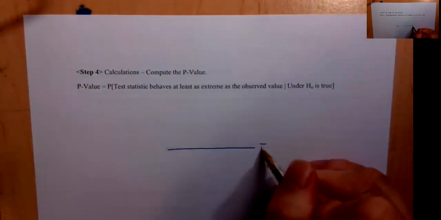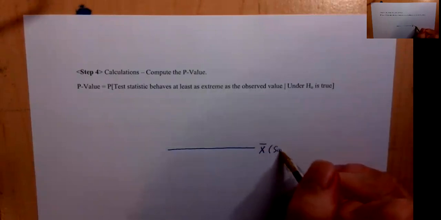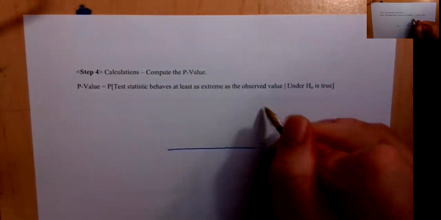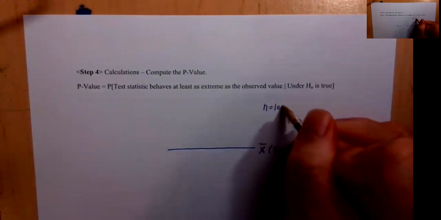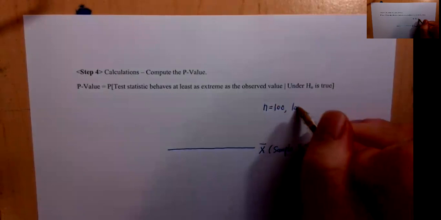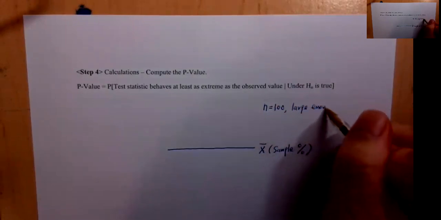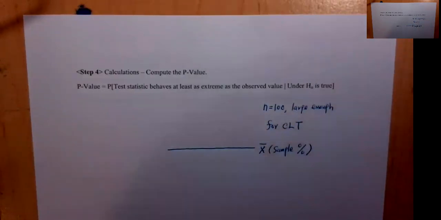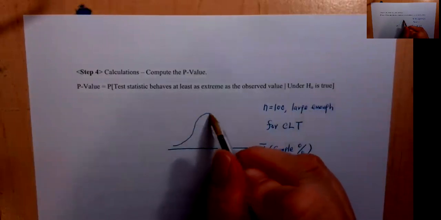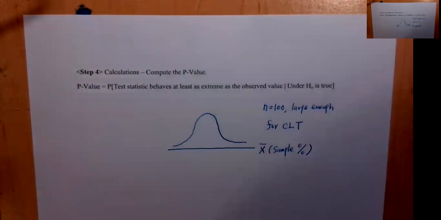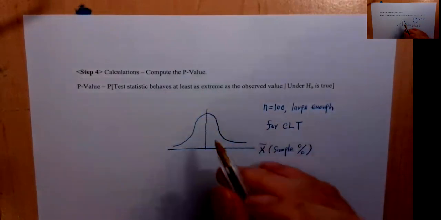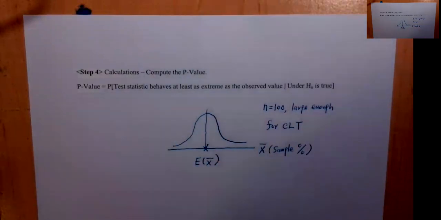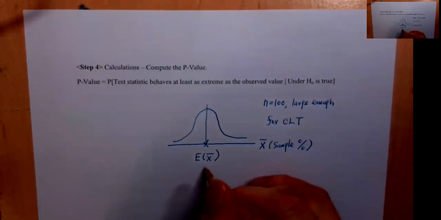Begin with X bar. X bar is a sample percentage. And what's the sample size? Sample size is 100. Okay, and this is large enough for the central limit theorem, okay? So X bar will follow approximately normal. And the center is the expected value of X bar. The expected value of X bar is mu.